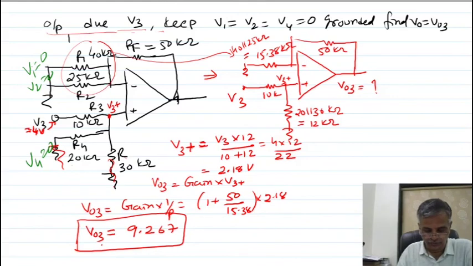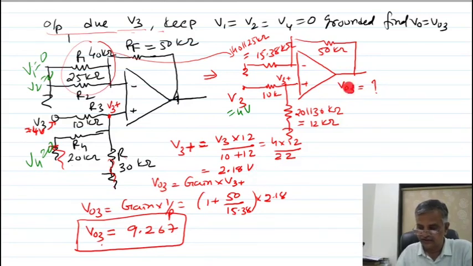Okay. So if you do like this, these two are in parallel, that I have written here. These two are parallel, I have written here. These are RF. So these are VO3. So V3 plus is V3 voltage into this upon what is V3? V3 you given 4 volt. So you can write here 4 volt. So V3 into this resistance upon two resistances, so from this I get 2.18.